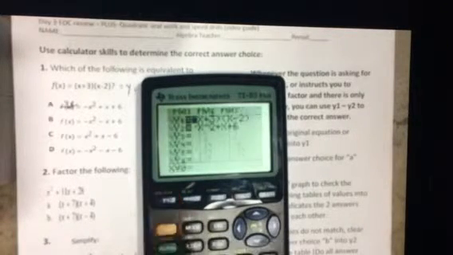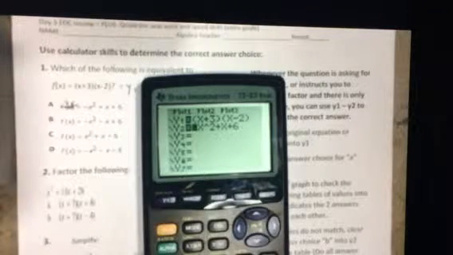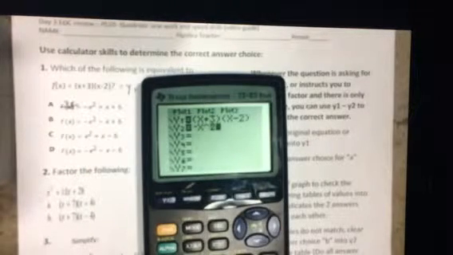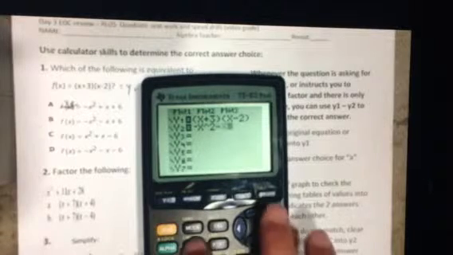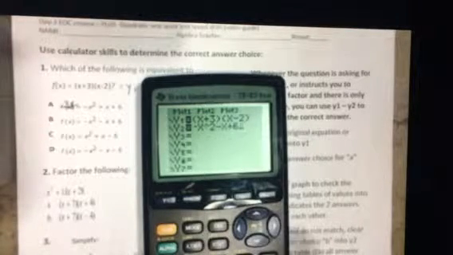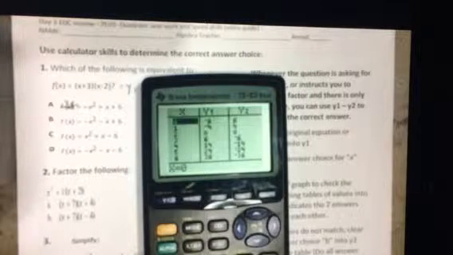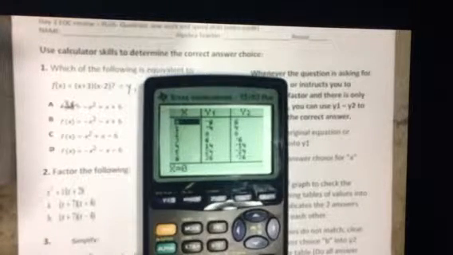So I'm going to go back to y equals. I'm leaving y1 in there because that's my original. I'm going to clear out y2, and then I'm going to put answer choice b in there: negative x raised to the second power minus x plus 6. Second graph, compare the tables. Do that with each answer choice.